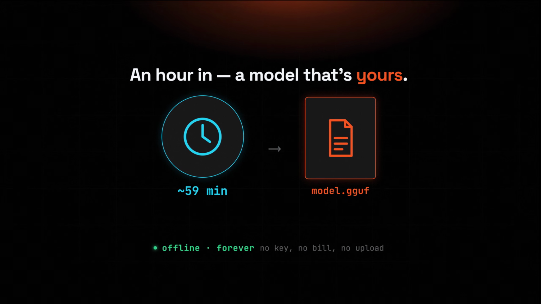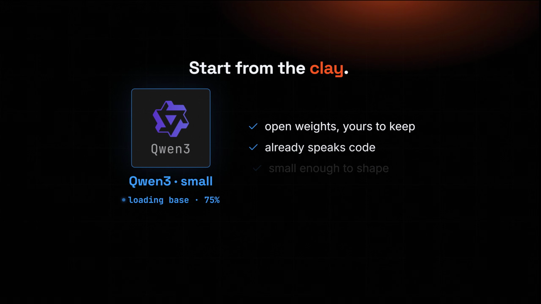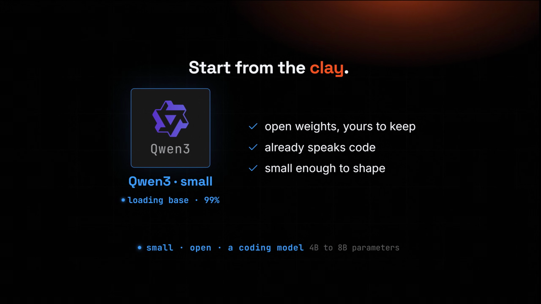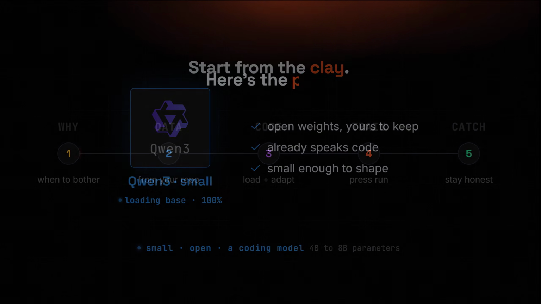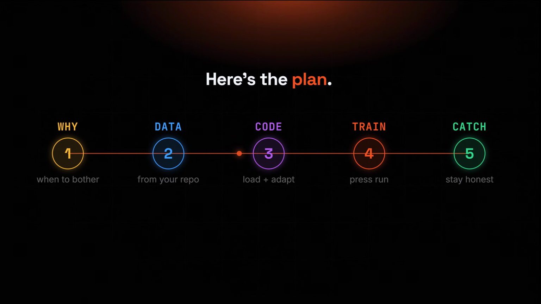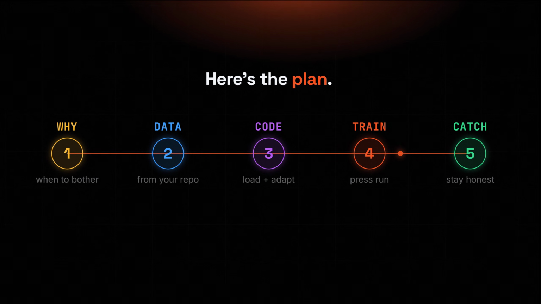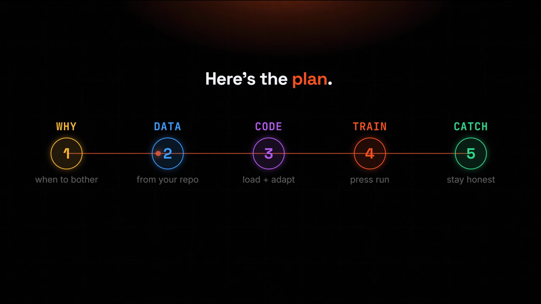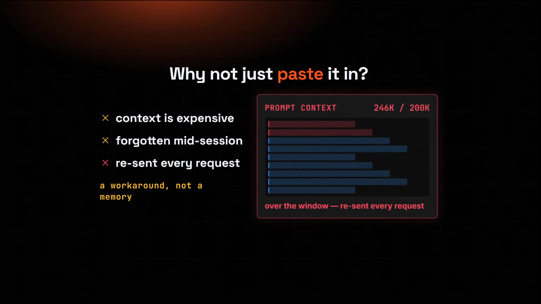Yours, offline, forever. You start from a small open coding model. Think of it as the clay we are about to shape. Here is the plan. Why bother? Then the data, the code, the training run, and the catches. Let us build it.